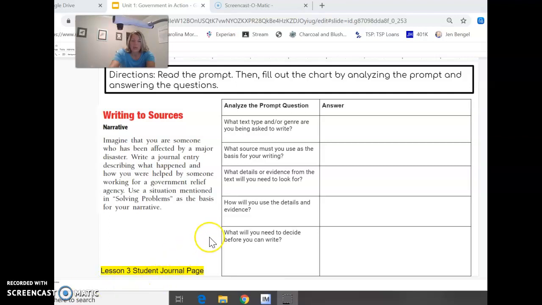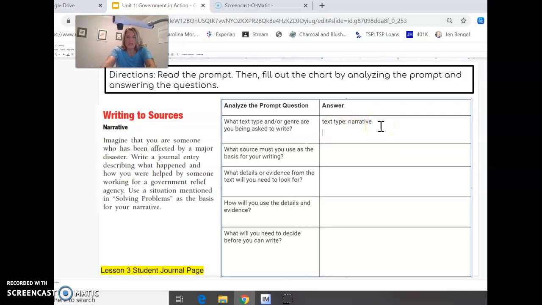So the first thing that we're going to look at together is: what text type and/or genre are you being asked to write? As you look at your prompt, the first thing we see over here is the word narrative. So our text type is a narrative. Okay, so in a minute when we go to our planning, we're going to talk a little bit more about a narrative and what that is, so that you're clear on the kind of writing we'll do. But for now, let's just look at the prompt.